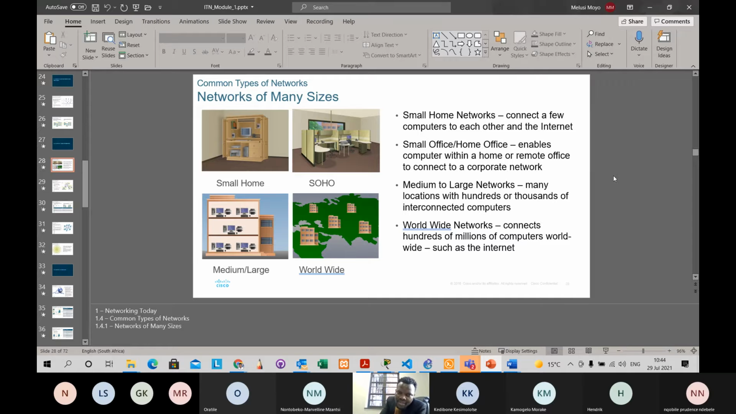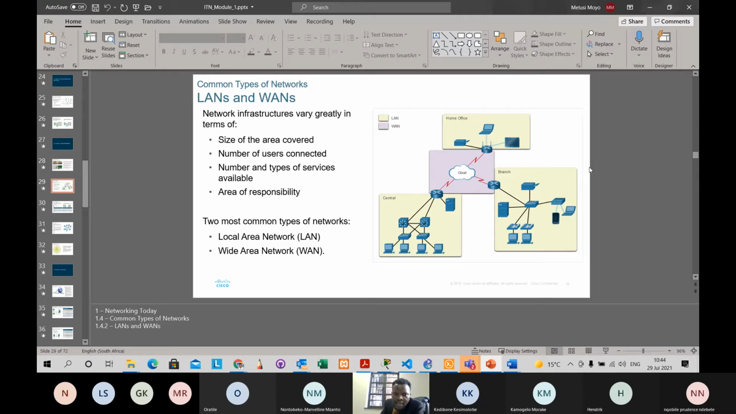Right, so these are the different networks. Networks come in different sizes. And then we looked at the LANs, right? Network infrastructures vary greatly in terms of the size of the area covered. So we said the LAN covers one geographical area, and also varies in terms of the number of users connected. A LAN has fewer users connecting, unlike the WAN. And then they also vary in terms of the number and types of services available. We use different protocols and different services when it comes to LAN and then the WAN.